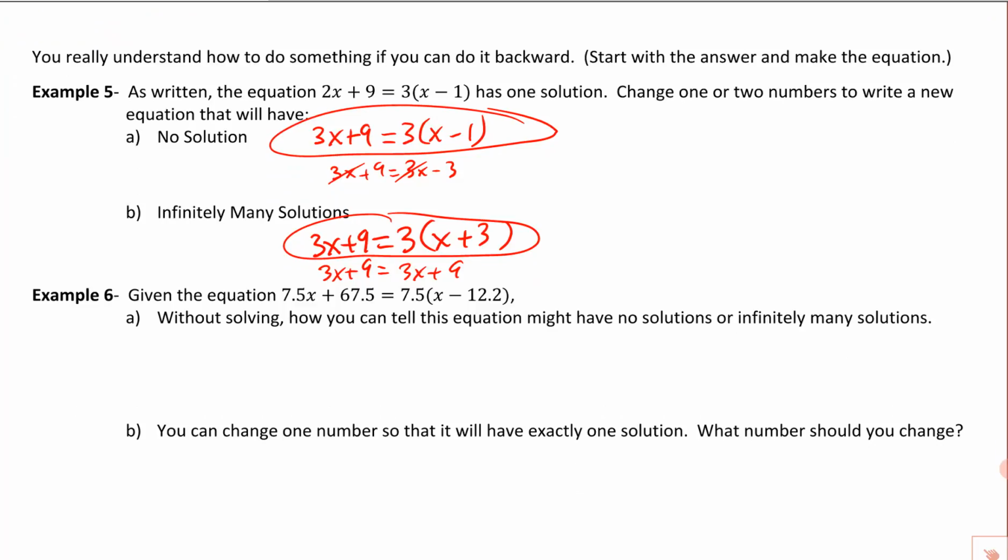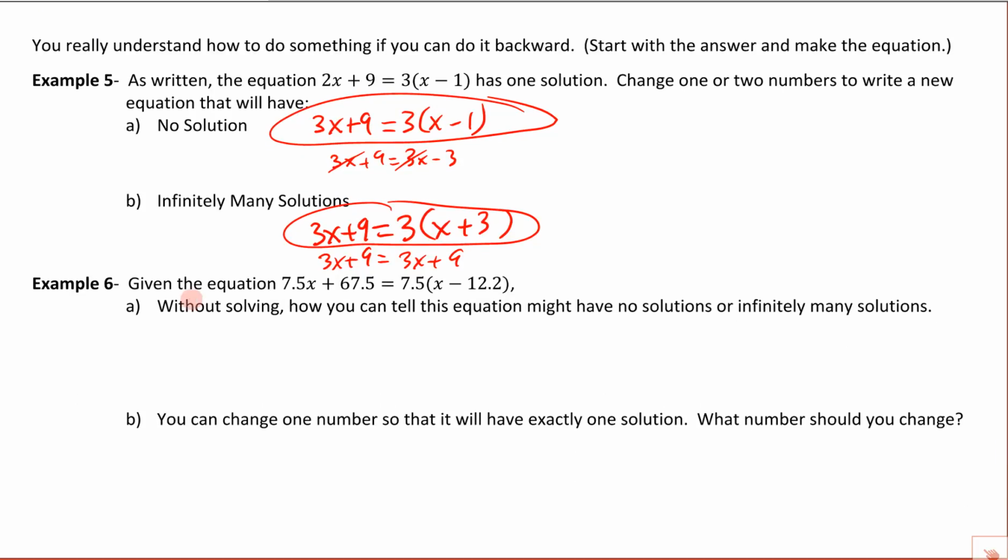Okay, last one. Let's take a look at this one right here. It says, given the equation 7.5x plus 67.5 equals 7.5 times x minus 12.2. Without solving, how can you tell this equation might have no solutions or infinitely many solutions?